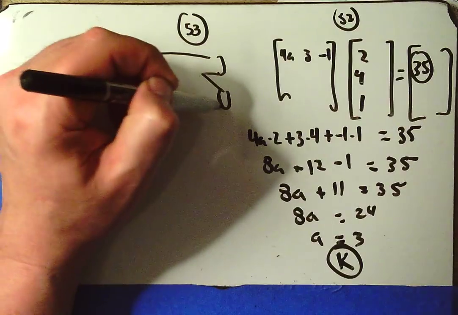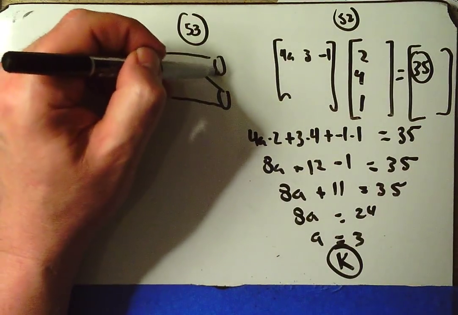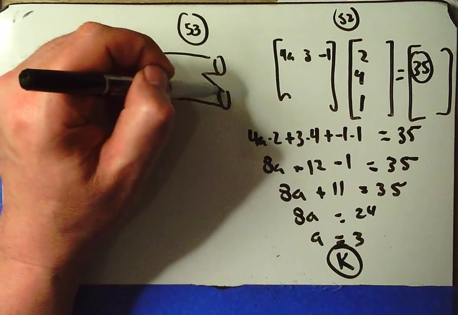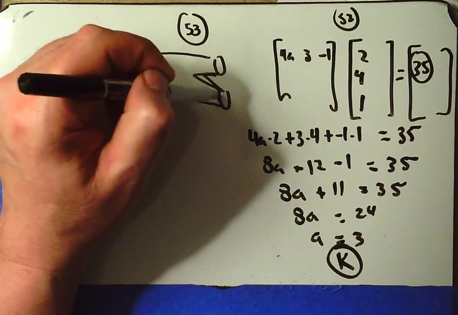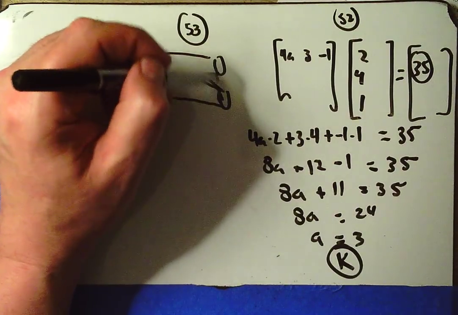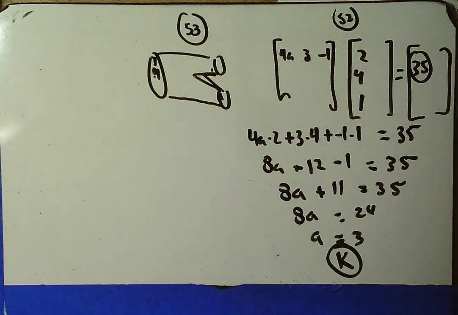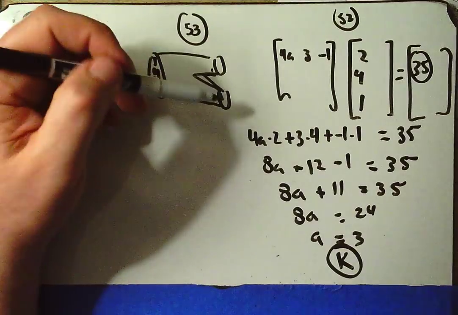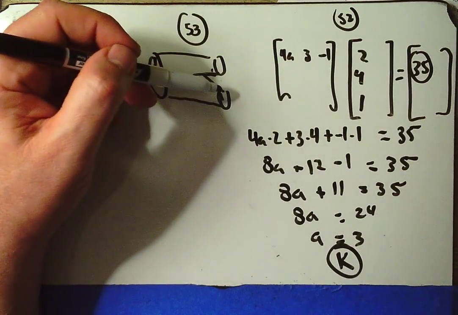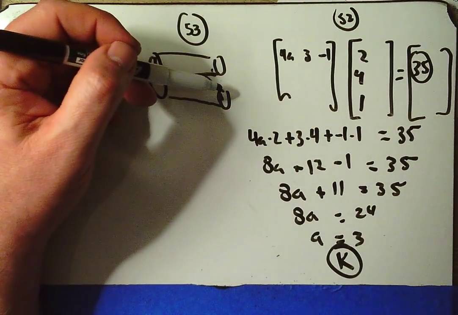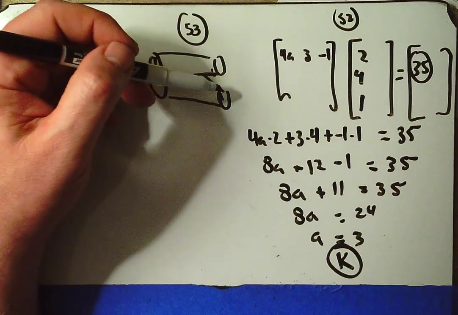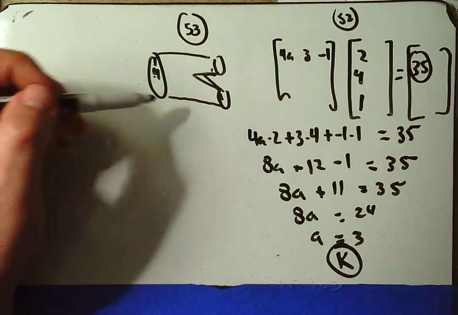pipes that deliver the same amount of water. Well, I don't want to assume that these pipes are half as big as that. I know that they're the same size because they each give the same amount of water, but we want the smaller pipes to have exactly half the water flow.